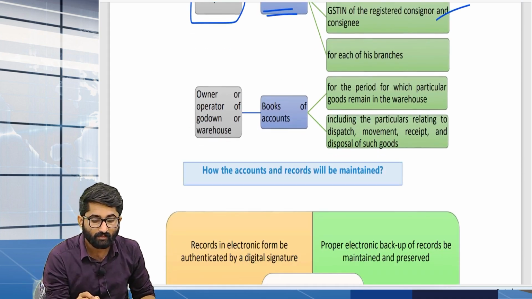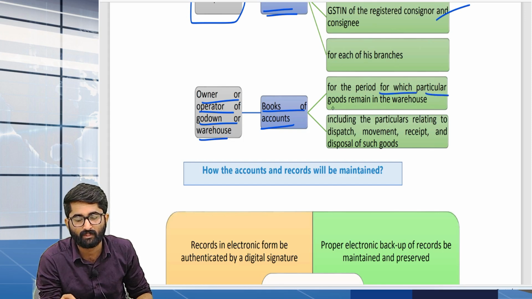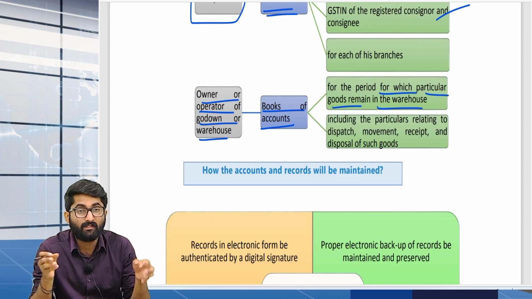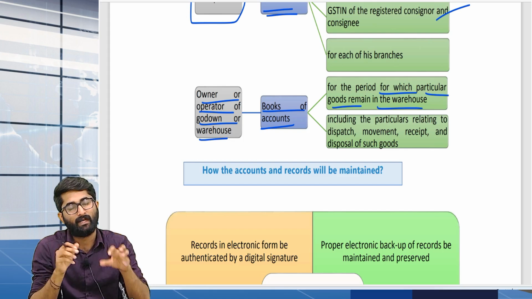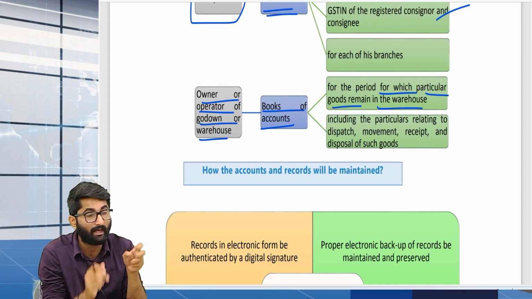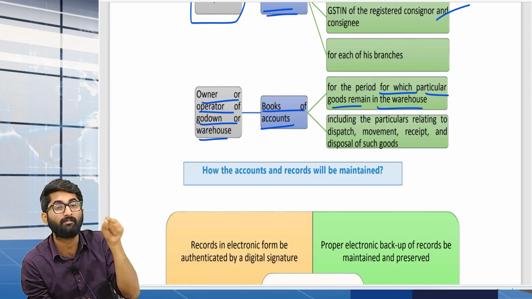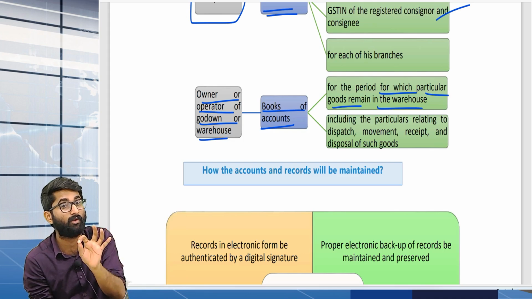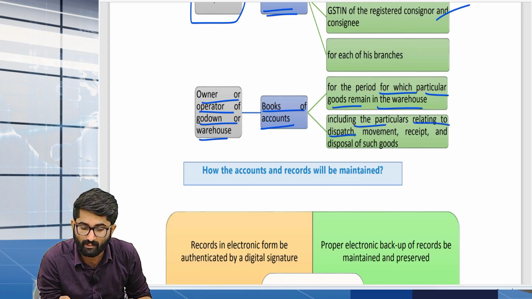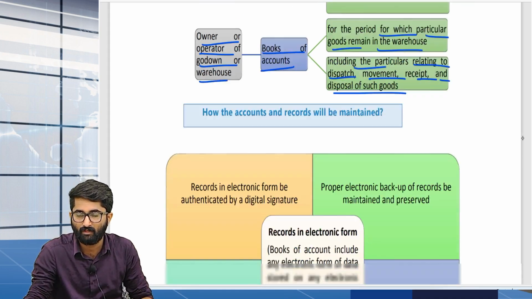Continued. The owner or operator of godown or warehouse has to maintain the books of accounts for the period for which particular goods remain in their warehouse. For the time period for which the goods remain in their warehouse, they have to maintain the books of accounts, and they have to keep it in separate places so that it is identifiable that these goods belong to some particular person. If a proper officer wants to do the inspection, he should know that these goods belong to that person, and including the particulars relating to the dispatch, movement, receipt and disposal of such goods. So that is required to be maintained by the owner.